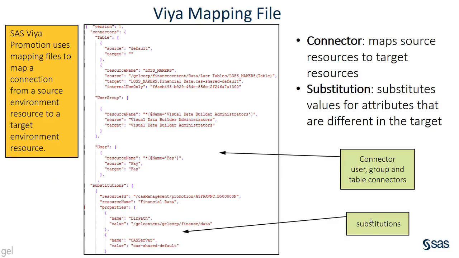And Viya has this concept of a mapping file in promotion. We had something similar if you used the batch tools in 9.4. The mapping file really is a file that maps the information from the source environment to where you want it to go in the target environment. So you have connectors in there which map source resources to target resources. On the screen, we have a connector here that's mapping a user to another user. And here's a table connector, which is mapping a LASR table to where the target CAS table will be. So that's what connectors do.